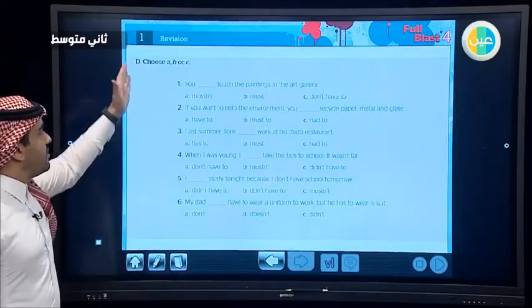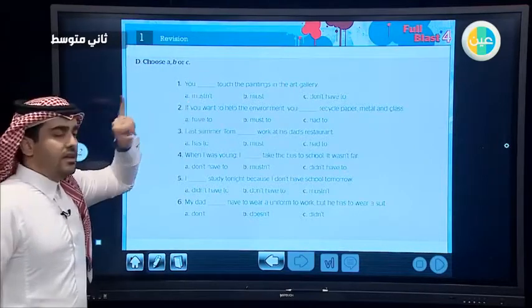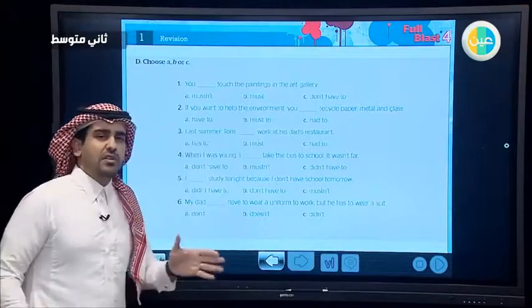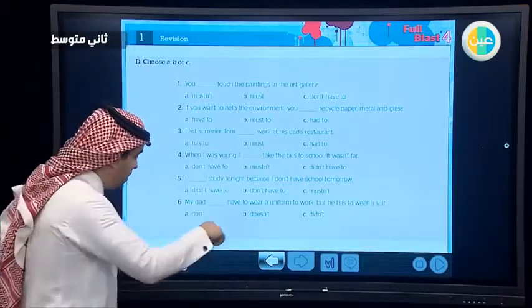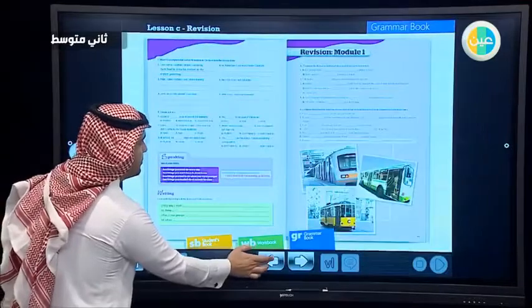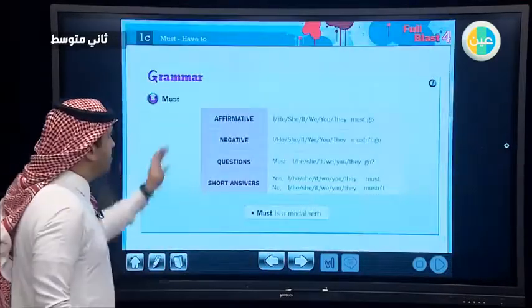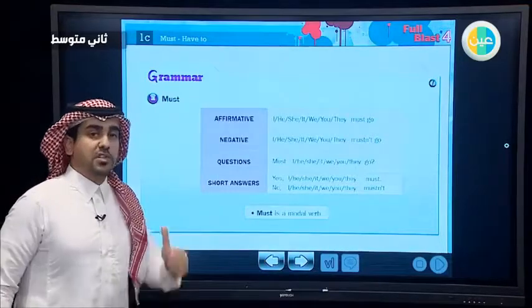Exercise D, choose A, B or C. This is for must, have to, and had to, and so on. This is for expressing obligation. If you go back to the grammar rule, in the grammar book you can see it right here, okay? Must, we use must to express obligation.